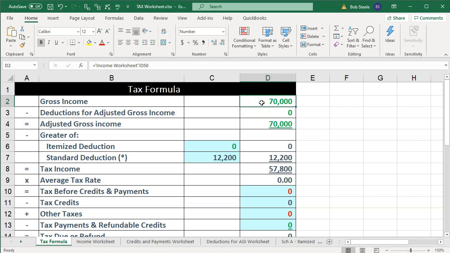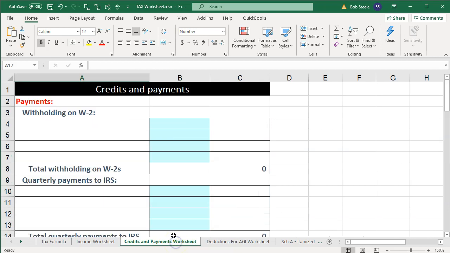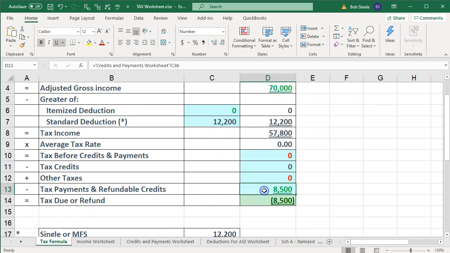So line 1 would be affected directly, and then we would expect the other line to be affected directly down here in the payments and credits. This is how much was withheld or taken out of the paycheck. So we're going to go to credits and payments then. I'm going to go into the W-2 area, and that's going to be the 8,500. That's box 2 on the W-2. What's that do to our formula? That's going to pull over to the formula in the payments line, payments and refundable credits.